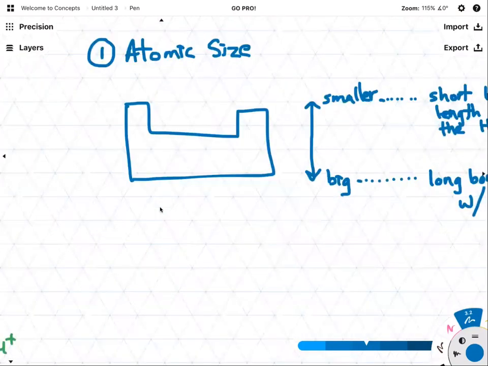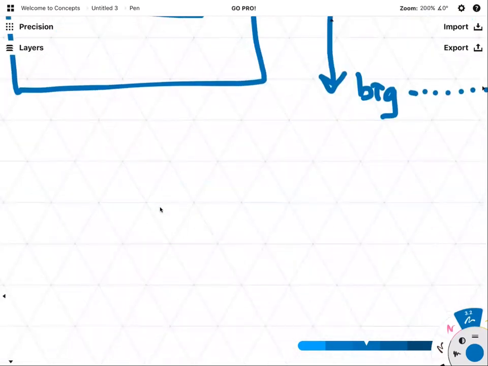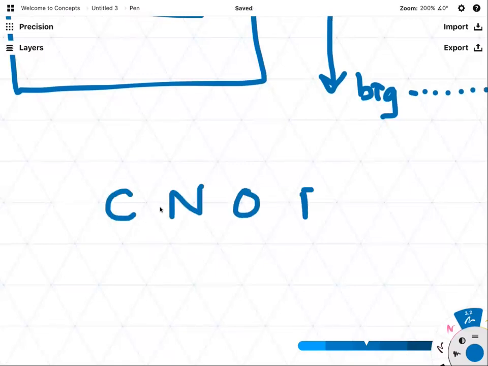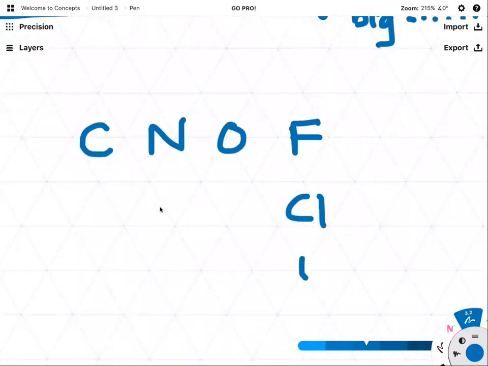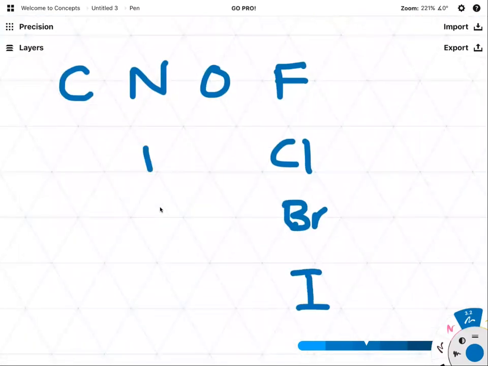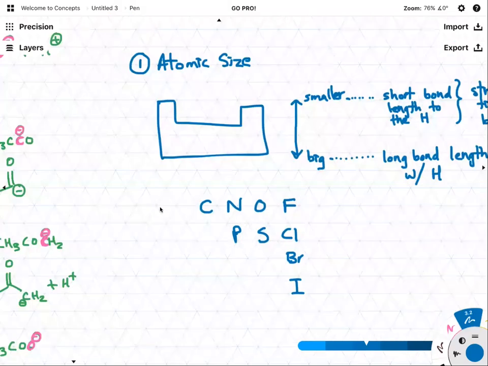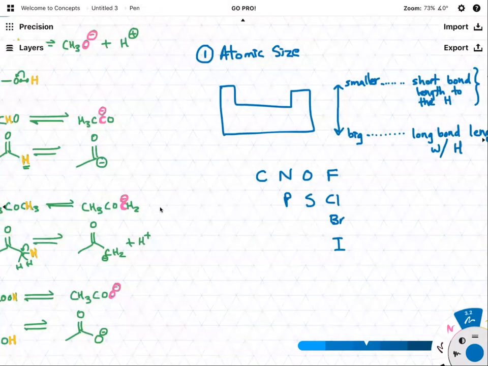The thing that I want you to get used to is drawing your periodic table this way. Just remember to write CNOF, carbon, nitrogen, oxygen, fluorine. They're all in the same row. And then your halogens go F, Cl, Br, and I. And if you want, you can put P and S right here under the nitrogen and oxygen. So take a look at the atoms we're comparing. We're comparing O's and C's, right? Answer choice A had O, B had C, C had C, and D had O. C and O are in the same row. They're in the top row. So you can't use atomic size to differentiate them.